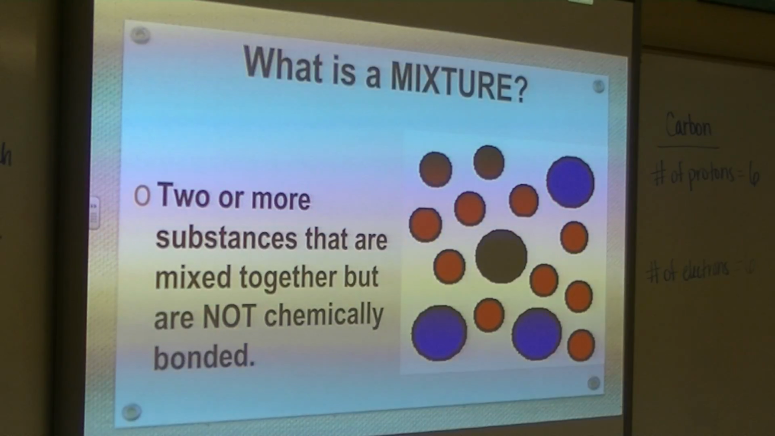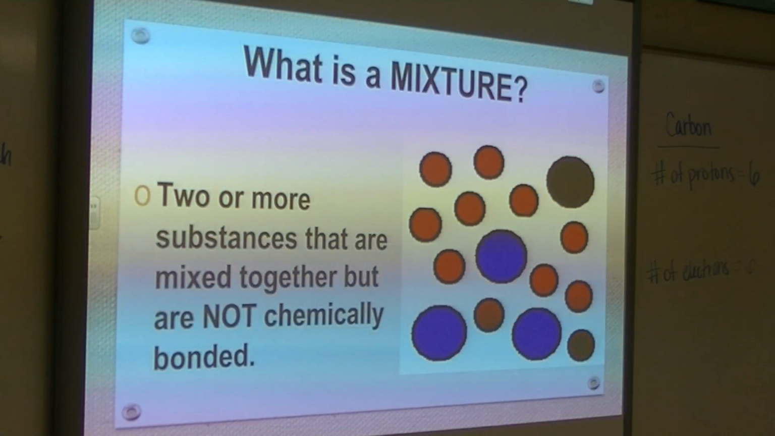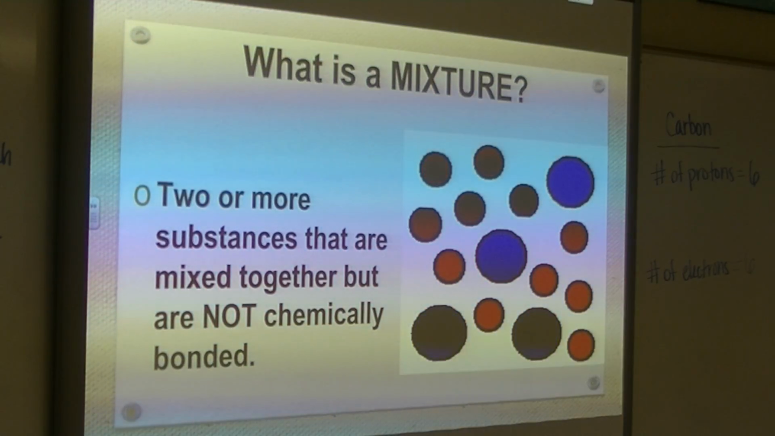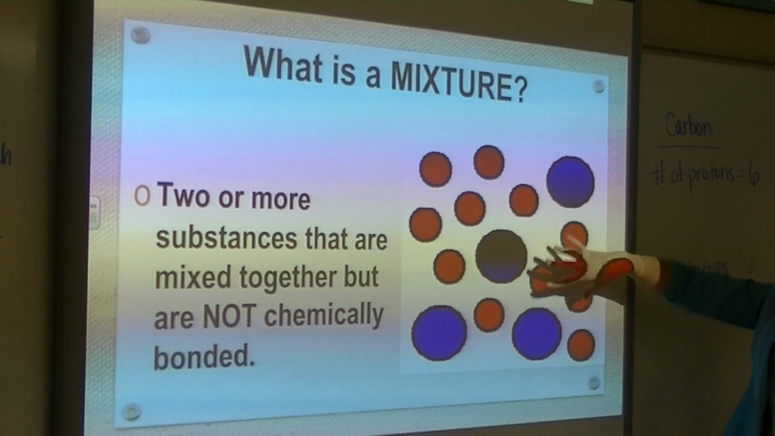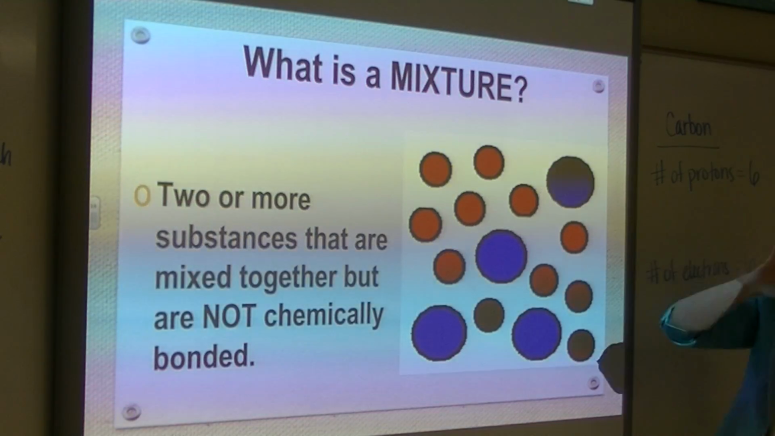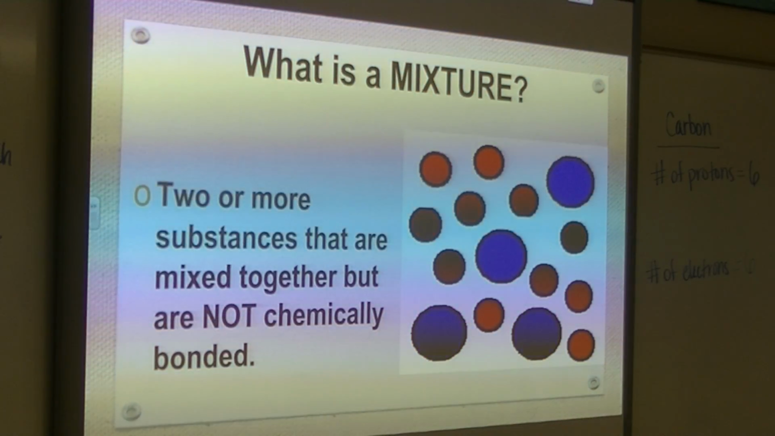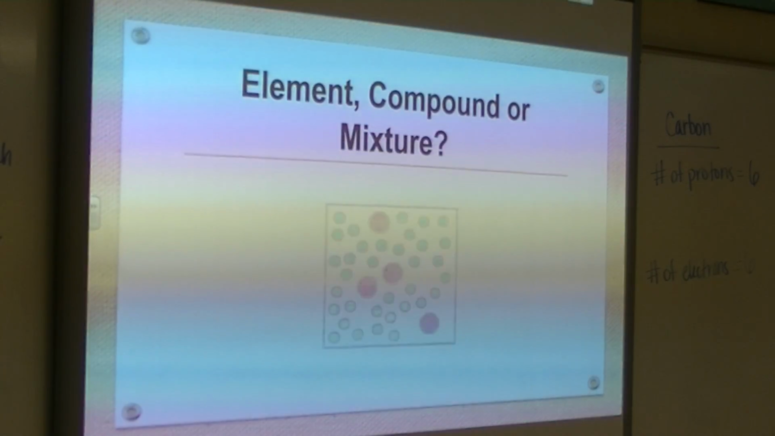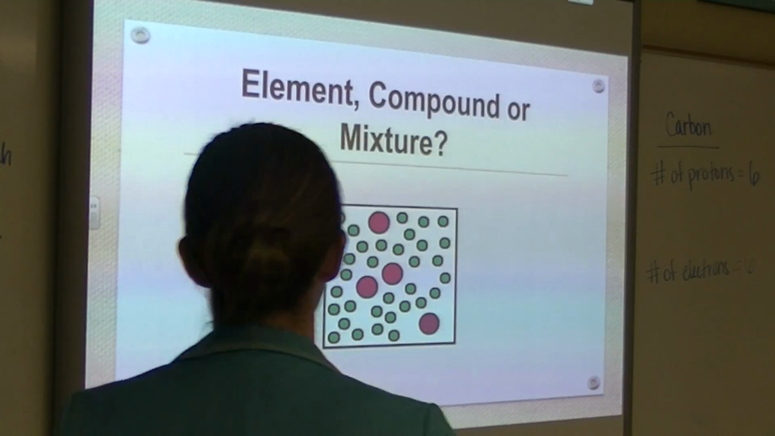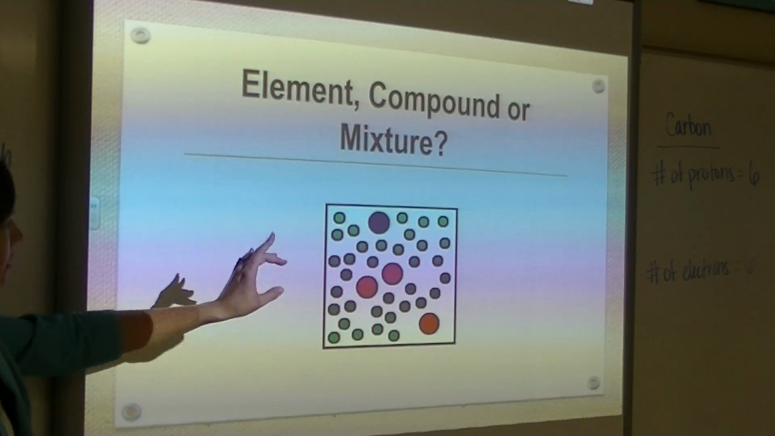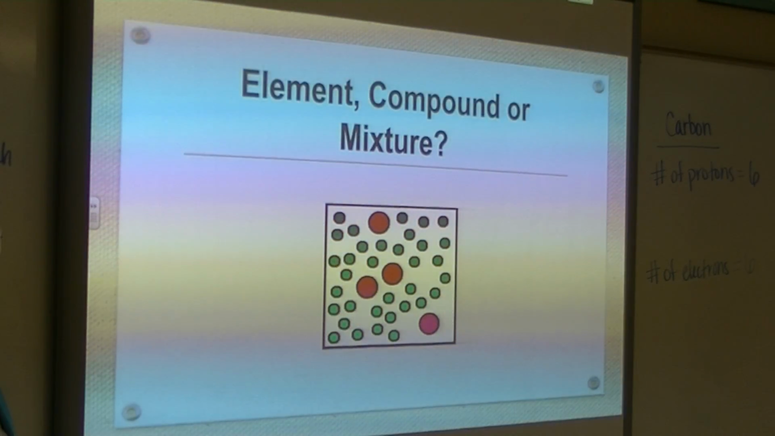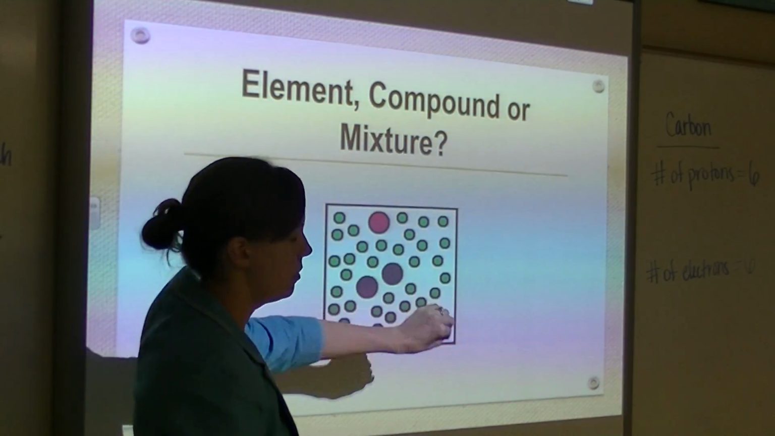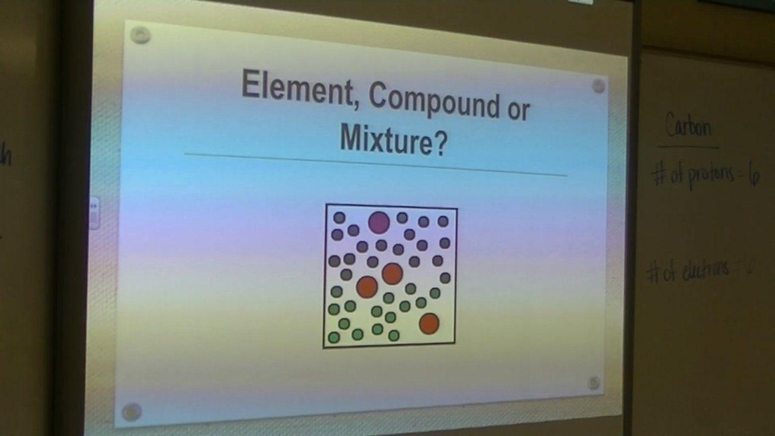You see that the bonds, the chemical bonds, are not there in the picture under mixture? Right? So this shows that this is a mixture because it's got two different elements in it, or two different substances, but they're not chemically bonded together. Okay? So let's go through a couple more. So look at this picture. Element, compound, or mixture. This one's showing a mixture. They're two different substances, right? But they're not chemically bonded together.